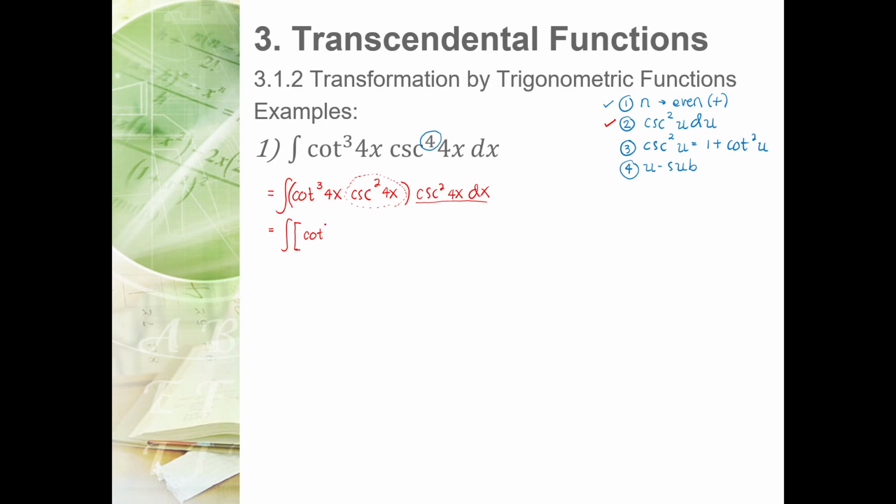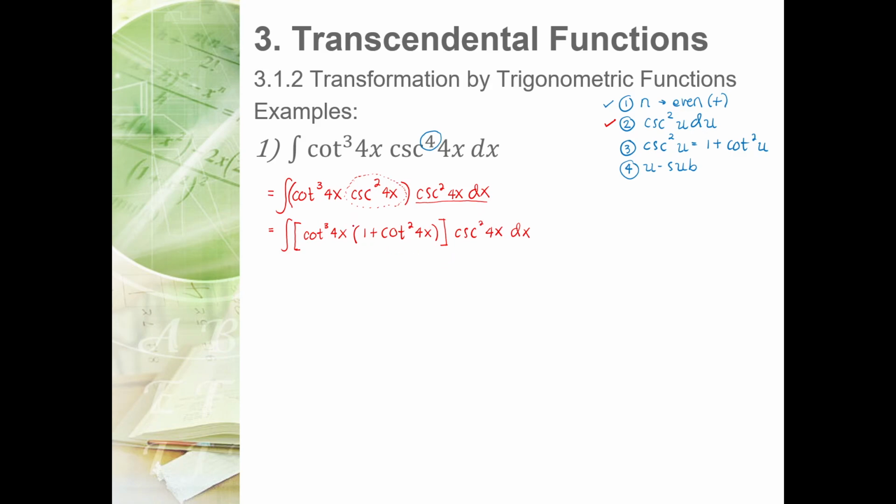So cotangent cubed of 4x. Then we have 1 plus cotangent squared 4x, then bracket, cosecant squared 4x dx.